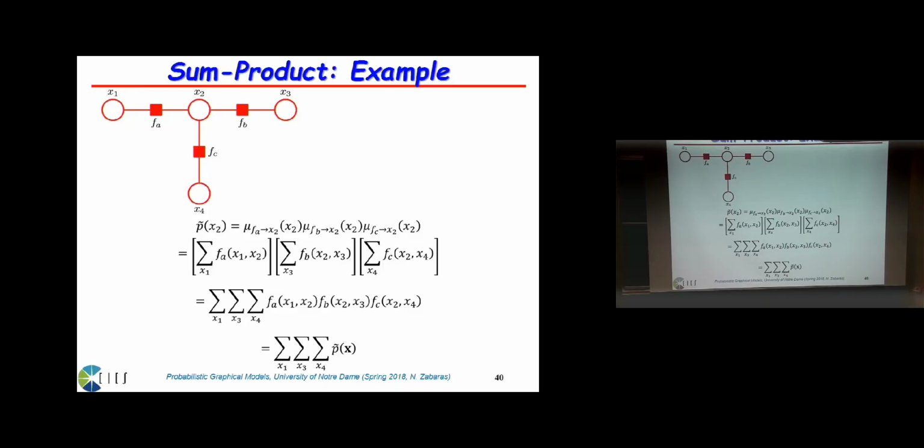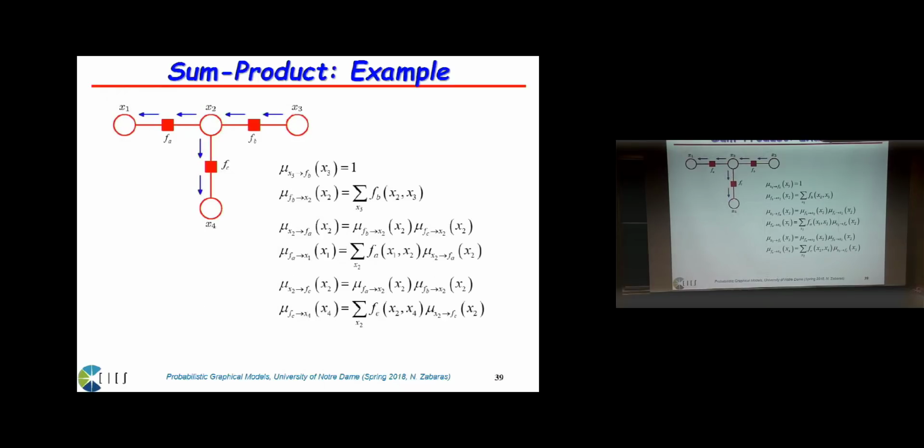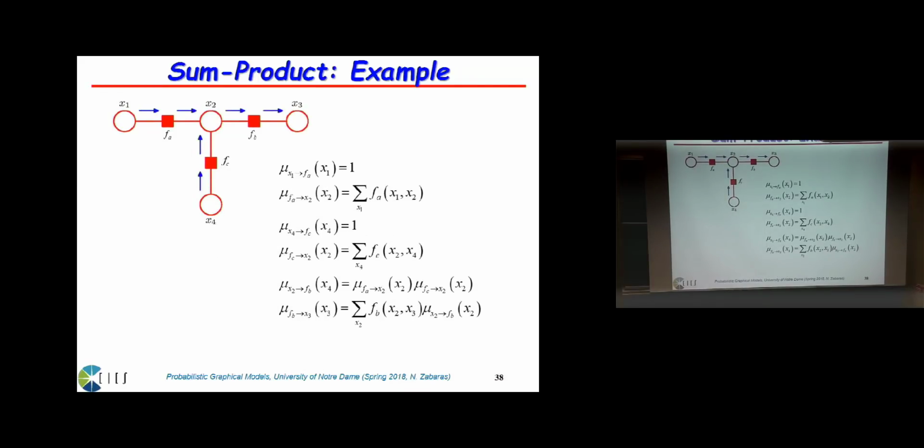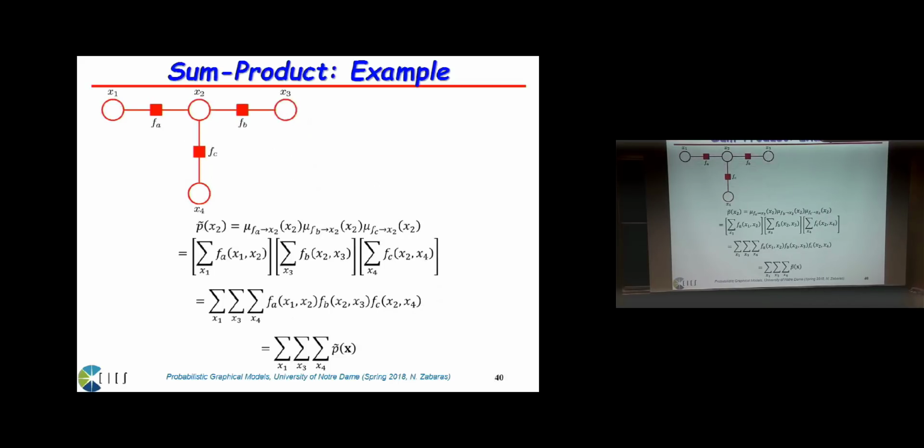And let's say, for example, if you want the message from FA to x2, FA to x2 is FA with x1 integrated out, all right? FA with x1 integrated out. Similarly, this is this with x3 integrated out, x4 integrated out. So I can write a summation like that. And actually, this is the joint where I have integrated out all the variables but x2. So obviously, that's the marginal. It's a test, basically, to show you that things are really working properly.